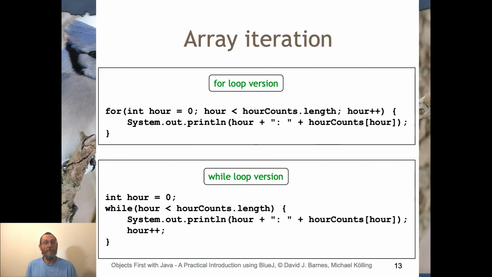So hopefully you can see that for an array of length 24, the body of that loop will be executed 24 times. The value of the hour variable will start at 0, work its way up to 23. It will then be incremented to 24, and when that happens and the condition is evaluated, 24 will no longer be less than hourCounts.length, and so the loop will finish at that point and execution will continue with whatever follows the for loop. So let's have a look at that within the source code of the Weblog Analyzer project.